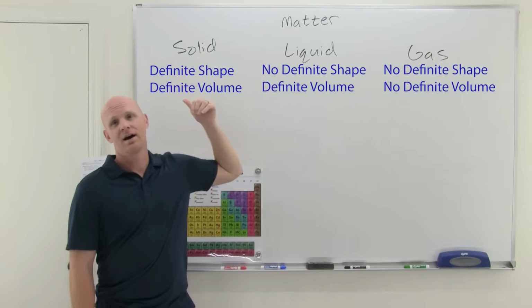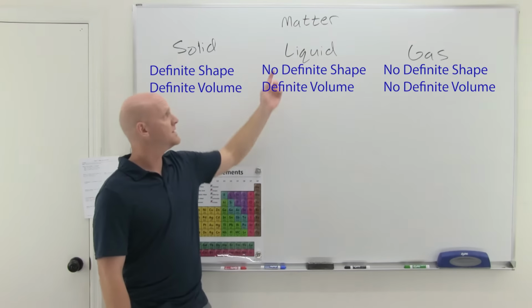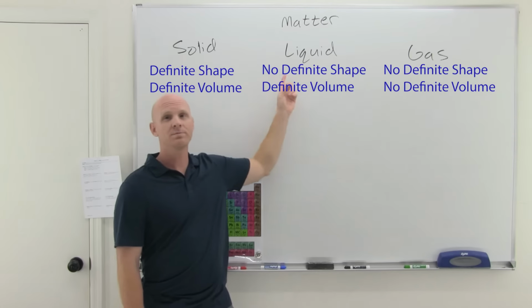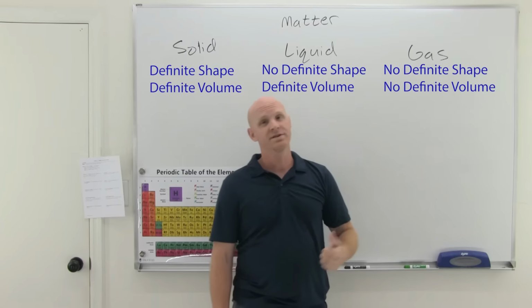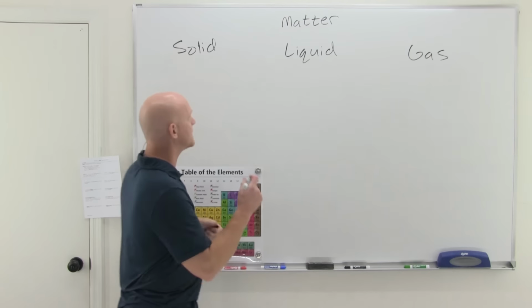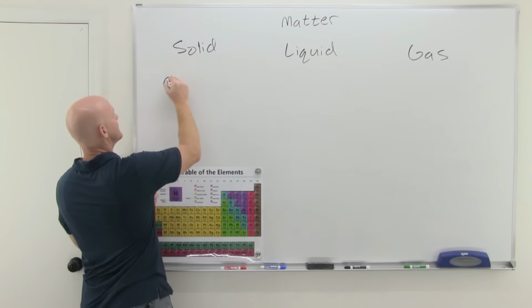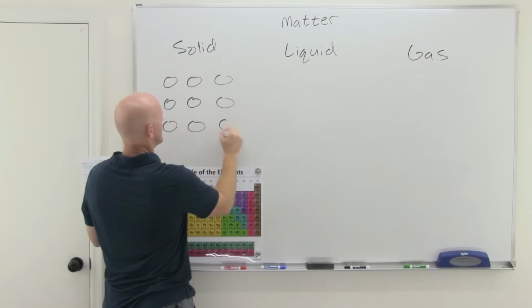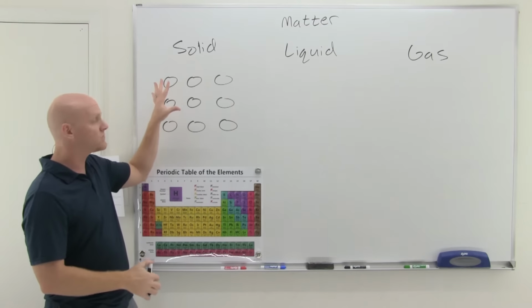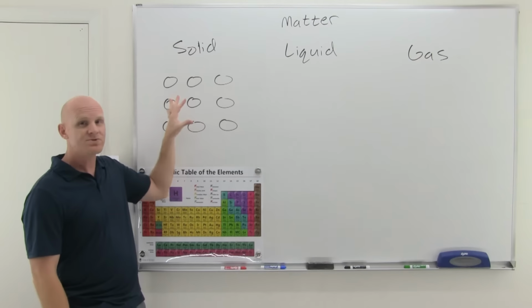Again, solids, definite shape and definite volume. Liquids have only a definite volume but no definite shape, and gases have neither definite volume nor definite shape. And if you look at what these look like at the atomic level, in a solid, you'll find that most solids are what we call crystalline solids. The atoms are arranged in a nice repeating pattern. We call this a crystal structure.